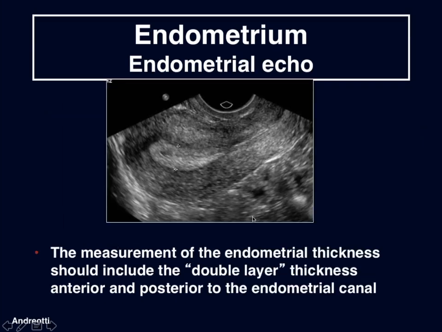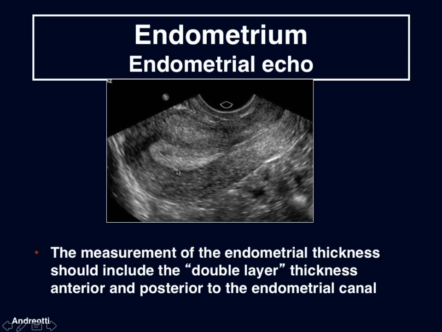So the measurement of the endometrial thickness should include the double layer thickness, anterior and posterior to the endometrial canal. The measurement should be performed in the sagittal plane with the endometrium perpendicular to the direction of the beam for best accuracy. And the hyperechoic halo that we talked about, which is actually the inner layer of the myometrium, should not be included in this measurement.